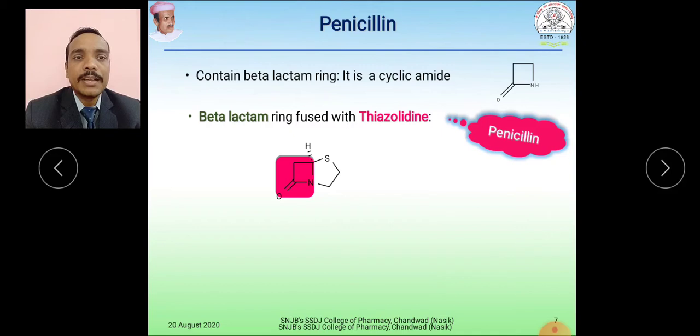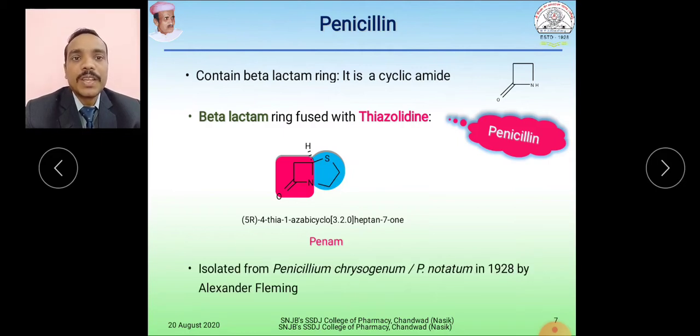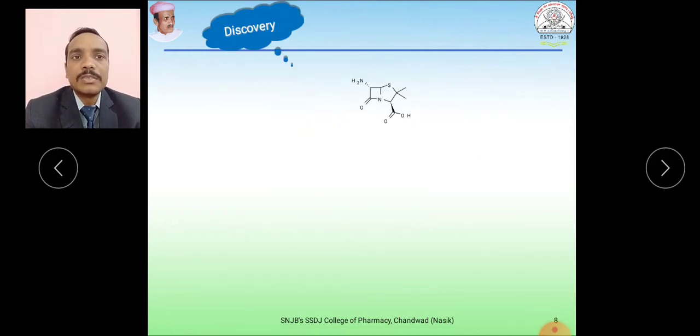So it is a beta-lactam ring, and second, a thiazolidine ring which is fused to the cyclic amide ring. This combination is known as penam. When there is a double bond over here, it becomes penem. These penicillins are isolated from either Penicillium chrysogenum or Penicillium notatum, and it was discovered in 1928 by the scientist Alexander Fleming. This was a serendipitous discovery.